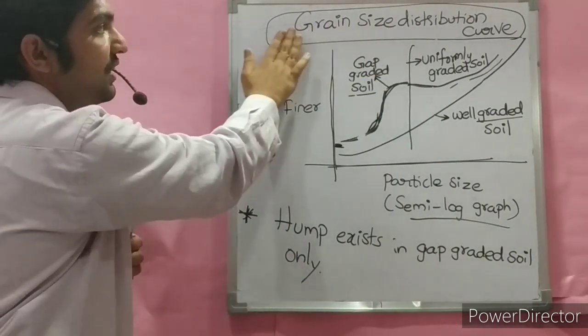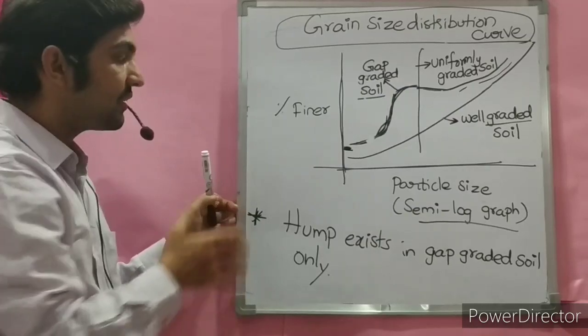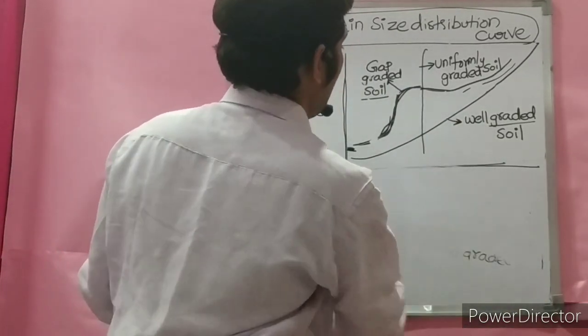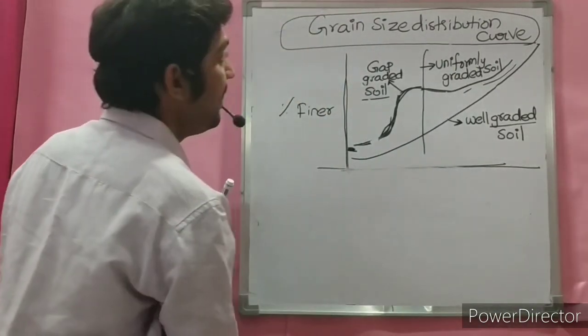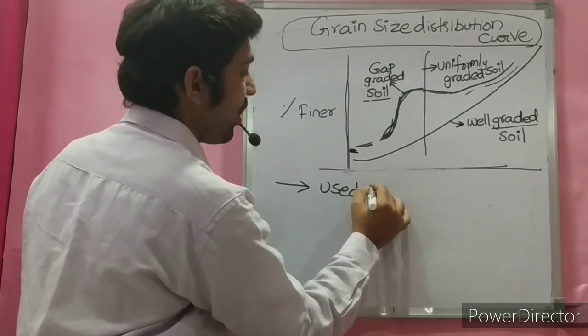This grain size distribution curve is extremely useful to classify coarse grain soils. Also, based on this curve, you can say several things from the grain size distribution curve. This curve is used in soil stabilization.